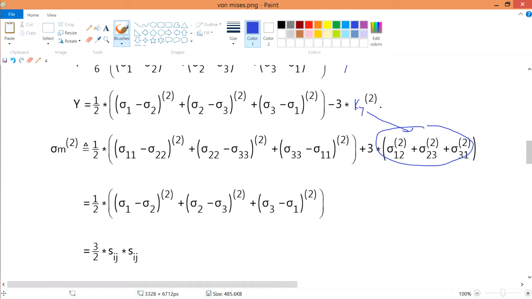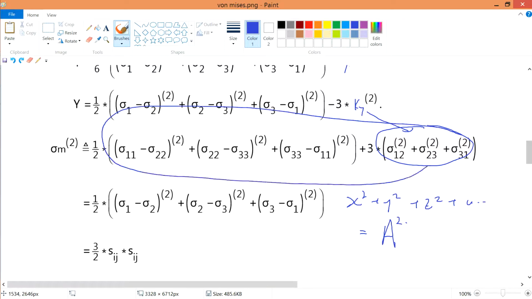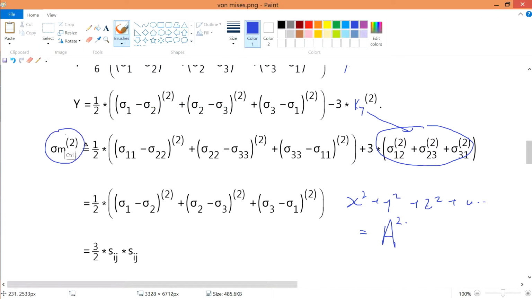Therefore, as you can see, everything is in terms of squares. So it somewhat looks like x squared plus y squared plus z squared plus something is equal to some arbitrary constant, maybe a squared, right? Because it looks like a Pythagoras theorem to us. So in fact, we can generalize this whole phenomenon as a certain Pythagorean system. So this a squared is something like your sigma m squared, and this sigma m squared is your von Mises stress, so to speak.